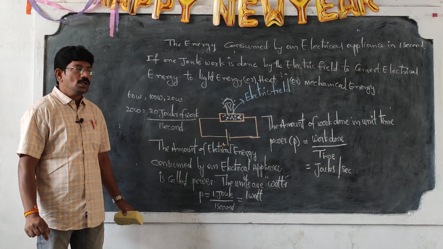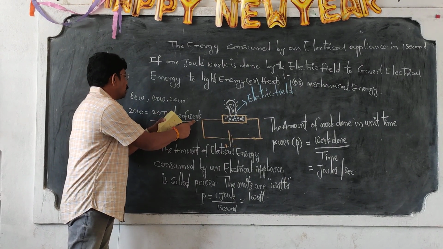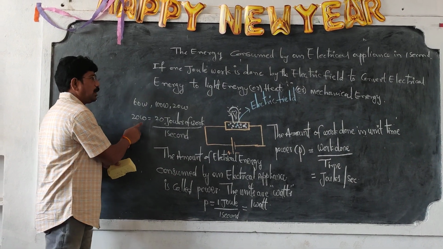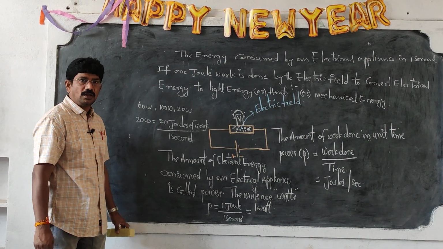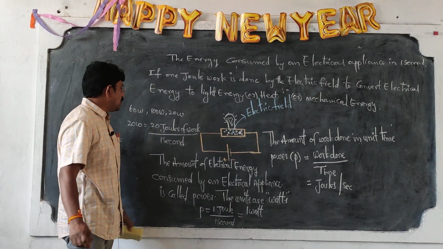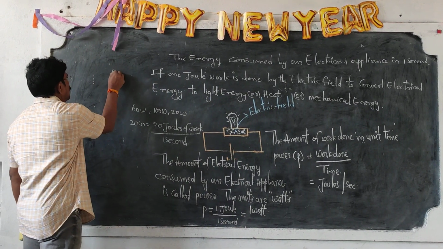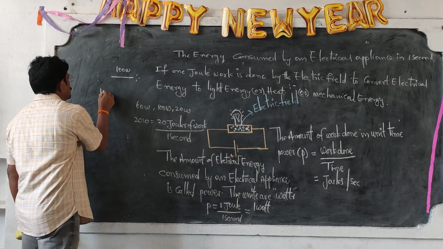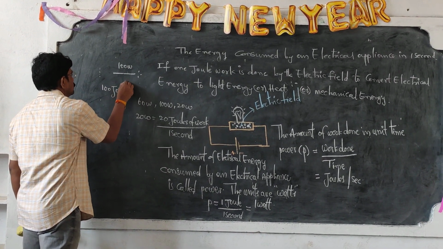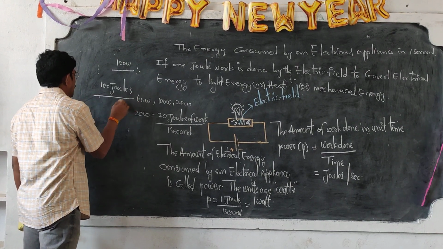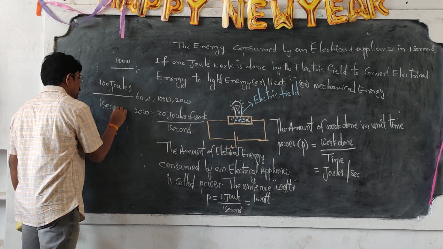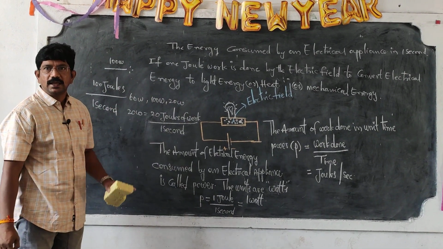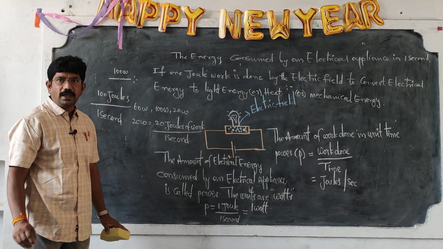Are you clear about that one? So the amount of work done to convert electrical energy to light energy in 1 second is nothing but 20 watts. Are you clear about that one? In the same manner, if you observe 100 watts written, what is the meaning of 100 watts? It means 100 joules of work is done in 1 second to convert electrical energy to light energy. Are you clear about that one?